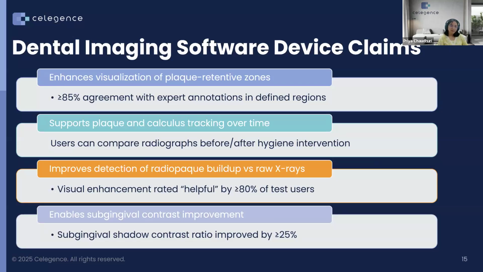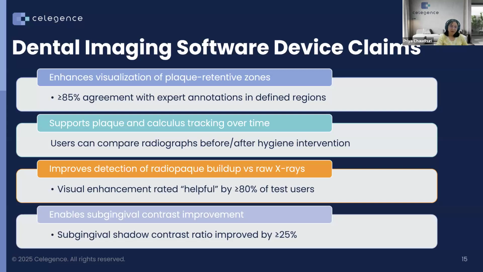Right. So now this is how we have come up with supporting some of the claims for this class of device, considering its intended purpose and indication. These are the four clinical claims we can show you in today's session. These are non-diagnostic claims, again, meaning the device does not interpret or diagnose any pathology. The first and most fundamental claim is that this device improves visibility of areas where plaque or calculus might accumulate. So this is the intended purpose.